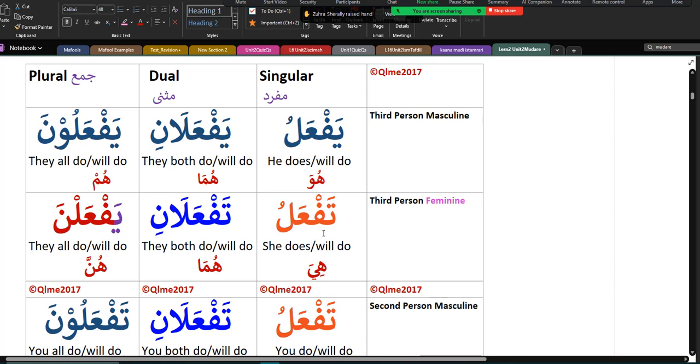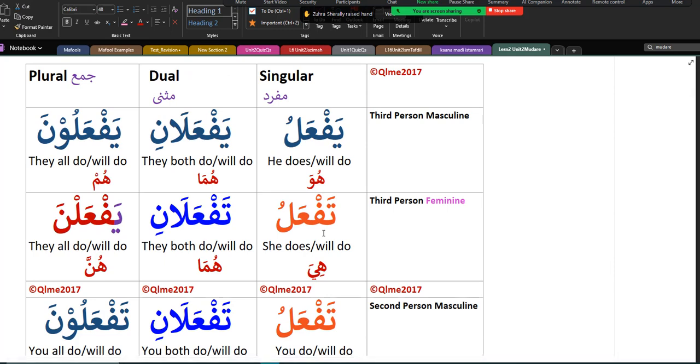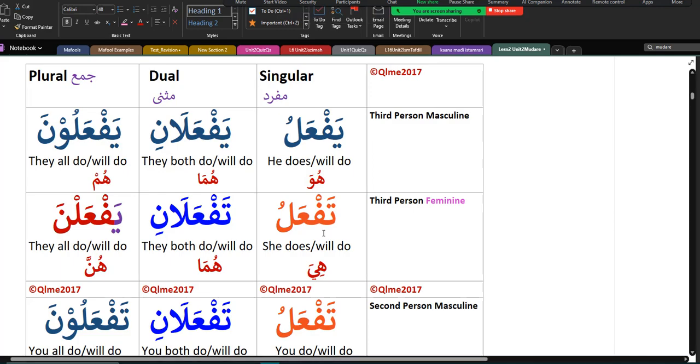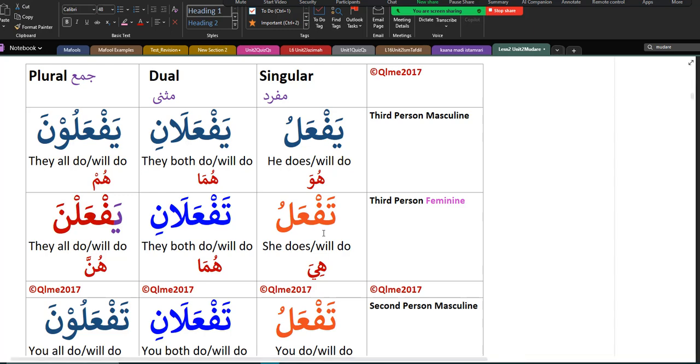And then the 5th point is the i'rab: the evident i'rab, dhamma, is seen over the last letter of the verbs without suffixes. For verbs without suffixes, a dhamma; in the form of noon with a kasra for the dual, and noon with a fatha for the plural.